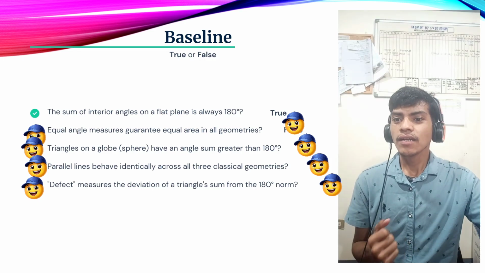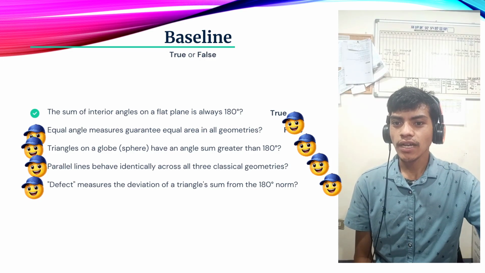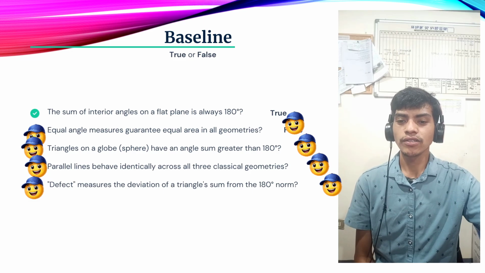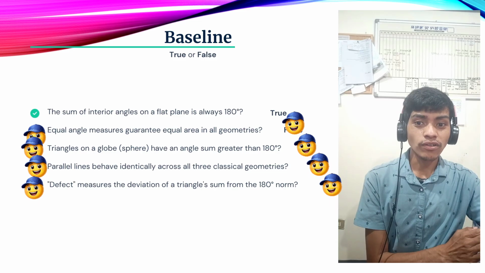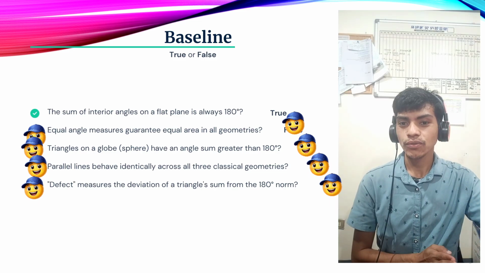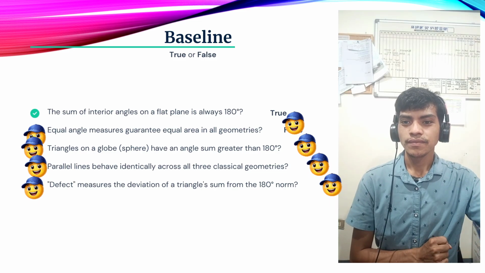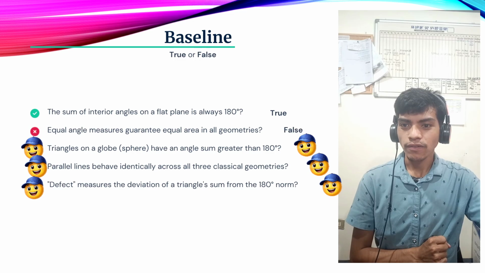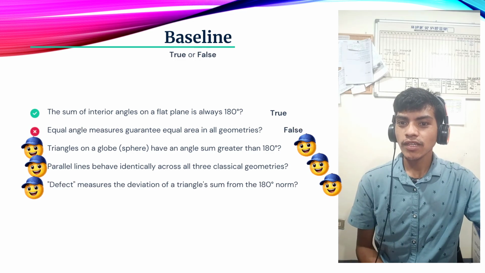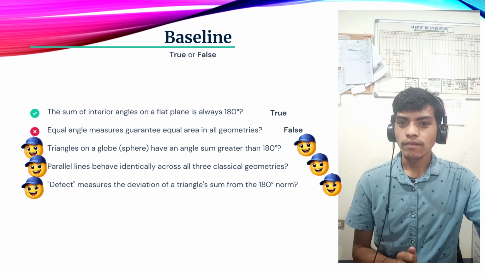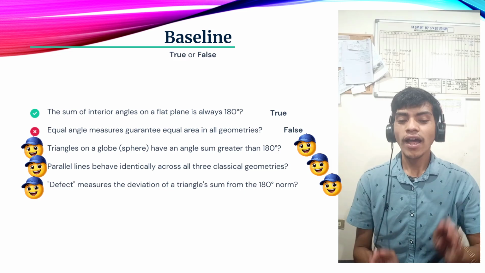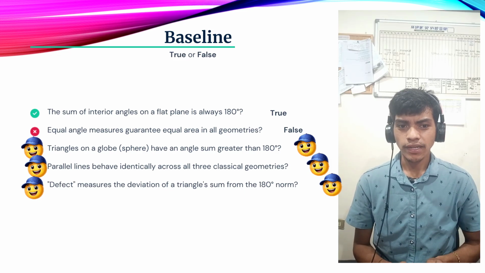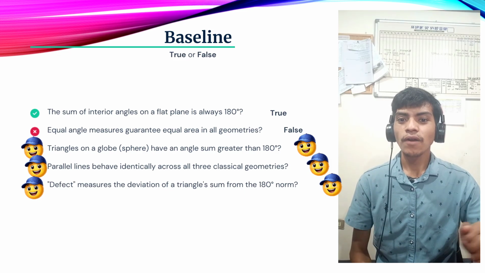Then, number 2. Equal angle measures guarantee equal area in all geometry. Is that true or false? It's false, because equal angle measures do not guarantee equal area in all geometries.